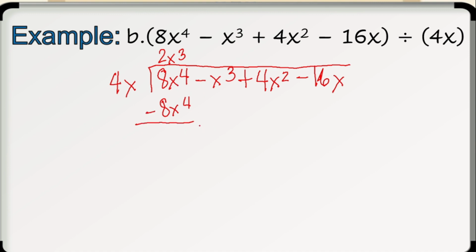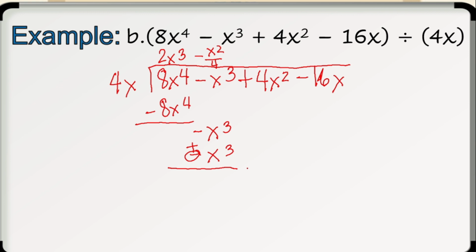We have 0. Bring down negative x cubed. Negative x cubed divided by 4x is negative x squared over 4. 4x times negative x squared over 4 is negative x cubed. Subtract, change the sign of the subtrahend, then add.